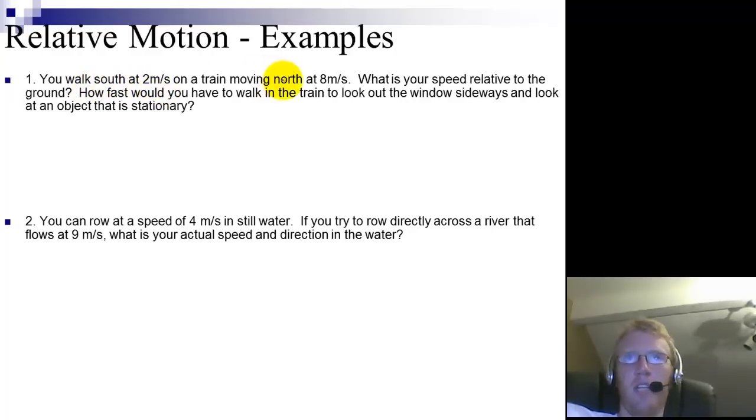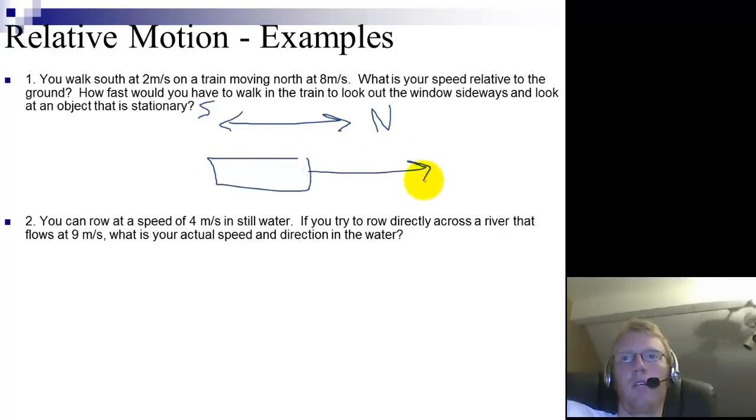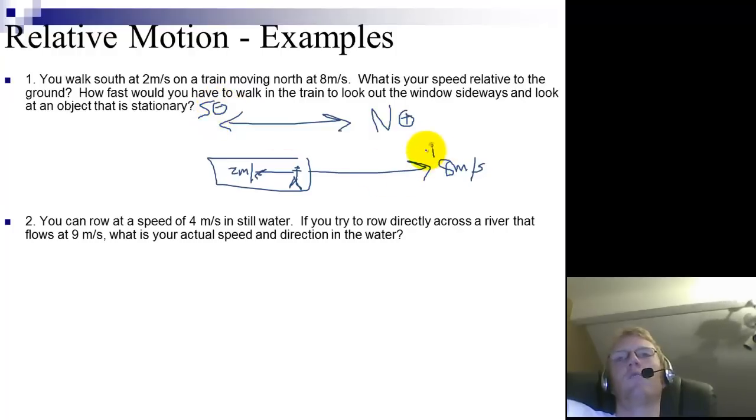You walk south at 2 meters per second on a train moving north at 8 meters per second. So let me first define this as north and this as south. Let me put a train going 8 meters per second, and let me put you going 2 meters per second. So if we define north as positive and south as negative, this one is a positive 8, this one is a negative 2. So your total velocity is your velocity, which is negative 2, plus the external velocity of the object that you're in, which is 8. So your velocity is obviously 6 meters per second.